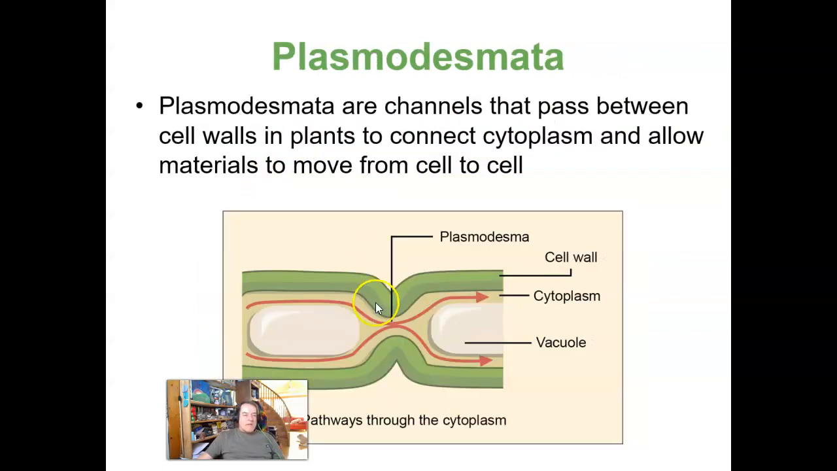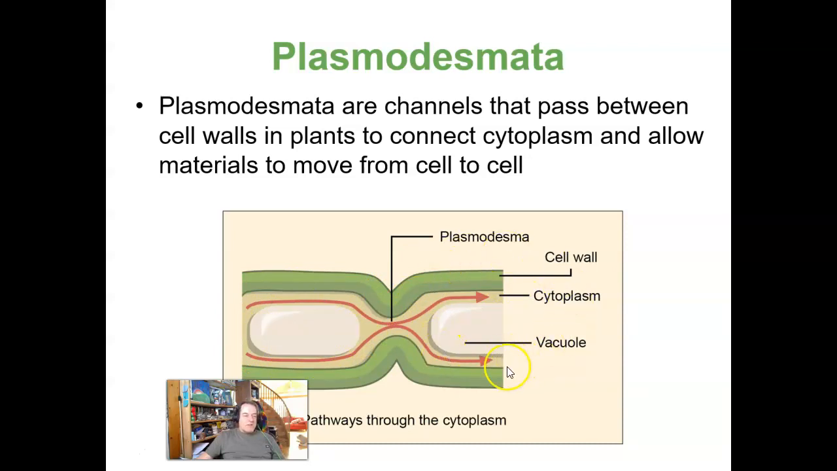So here we're looking at plasmodesmata, which is a plant characteristic, which is why we've got the green right here. It's not technically accurate. The cell wall is in fact clear, not green, but whatever. We've got two plant cells right here with a very large opening connecting the cytoplasm of one plant cell to the cytoplasm of another plant cell.